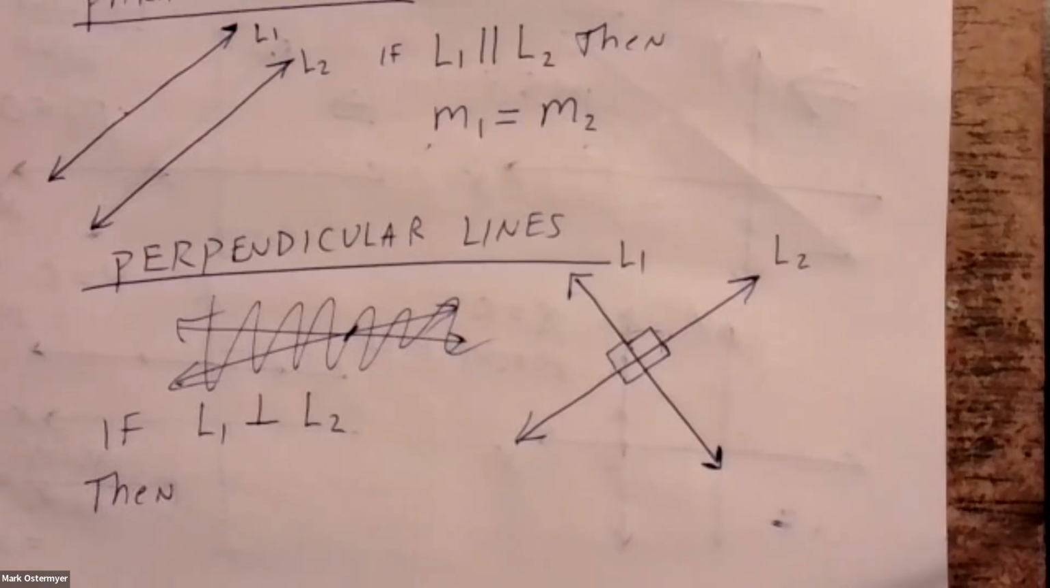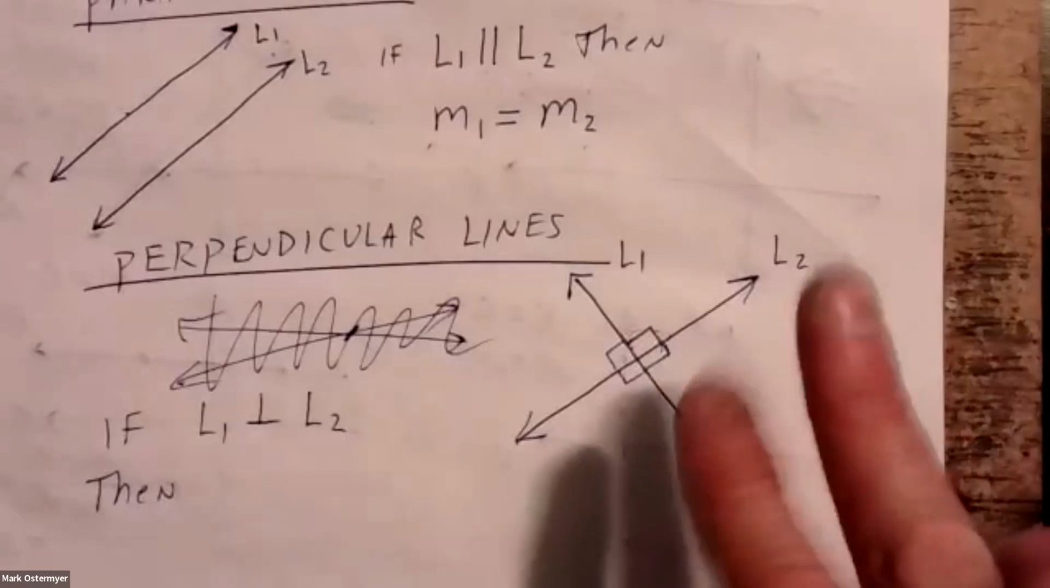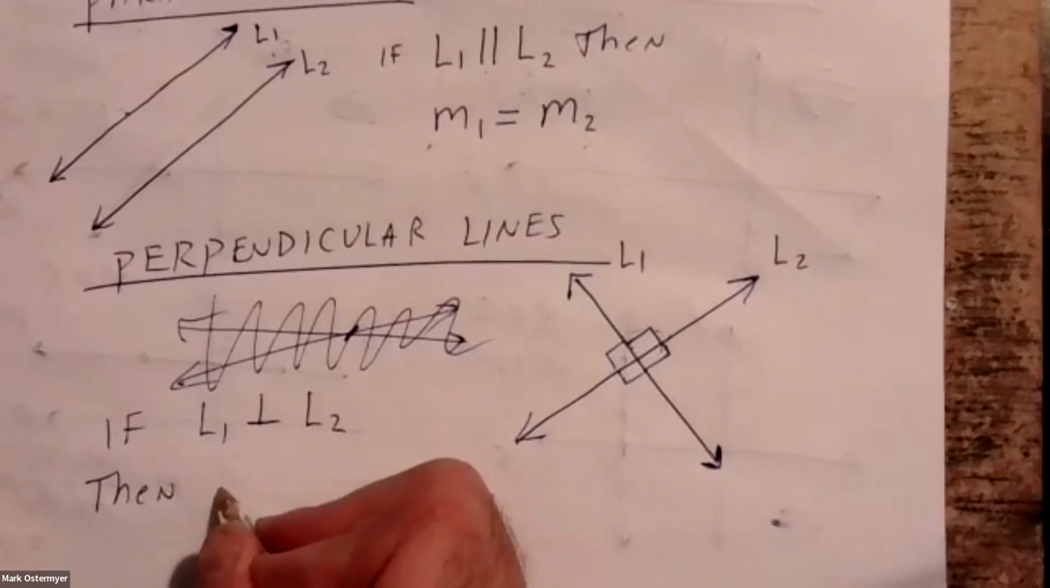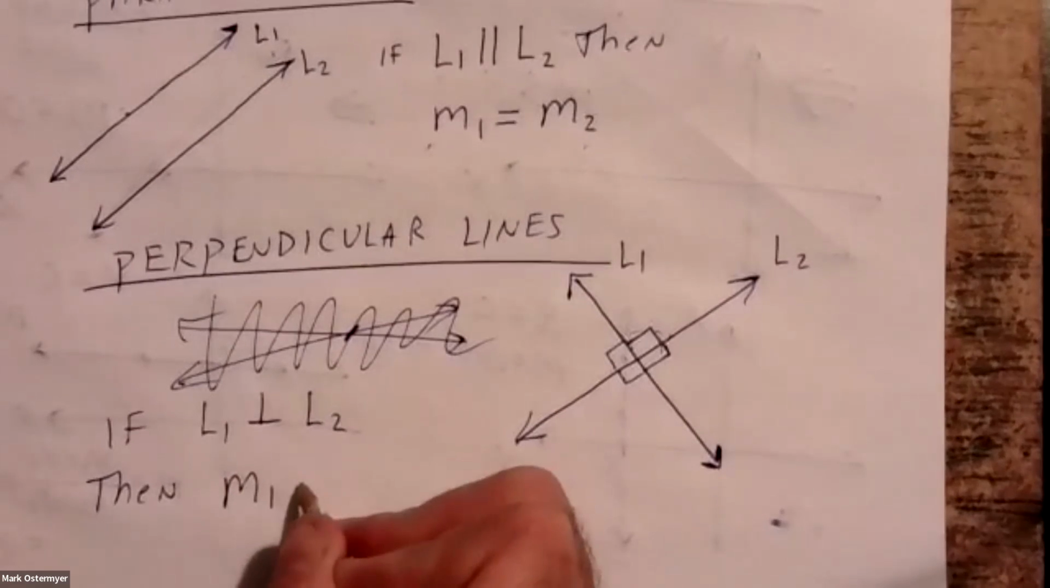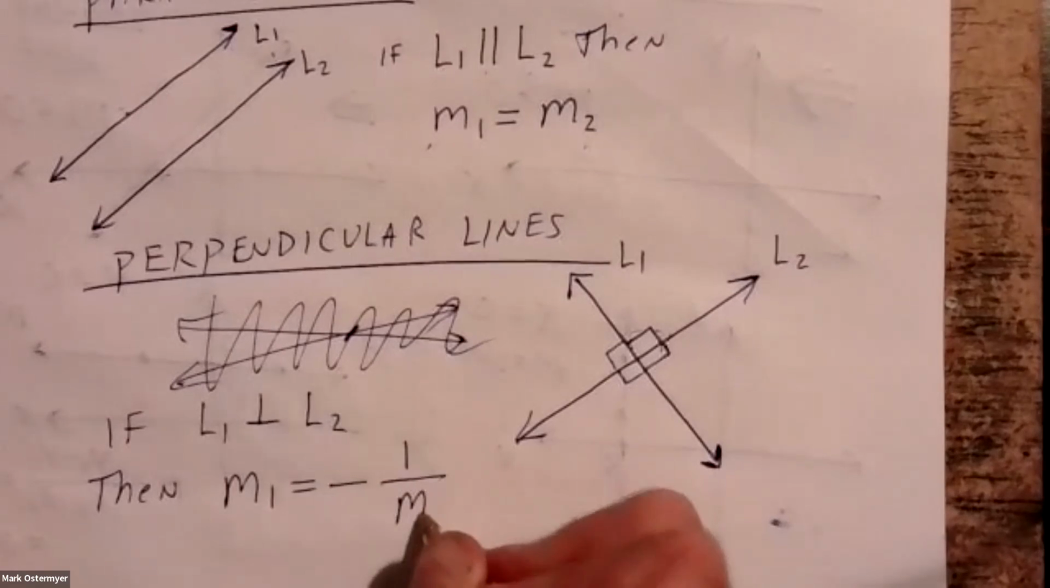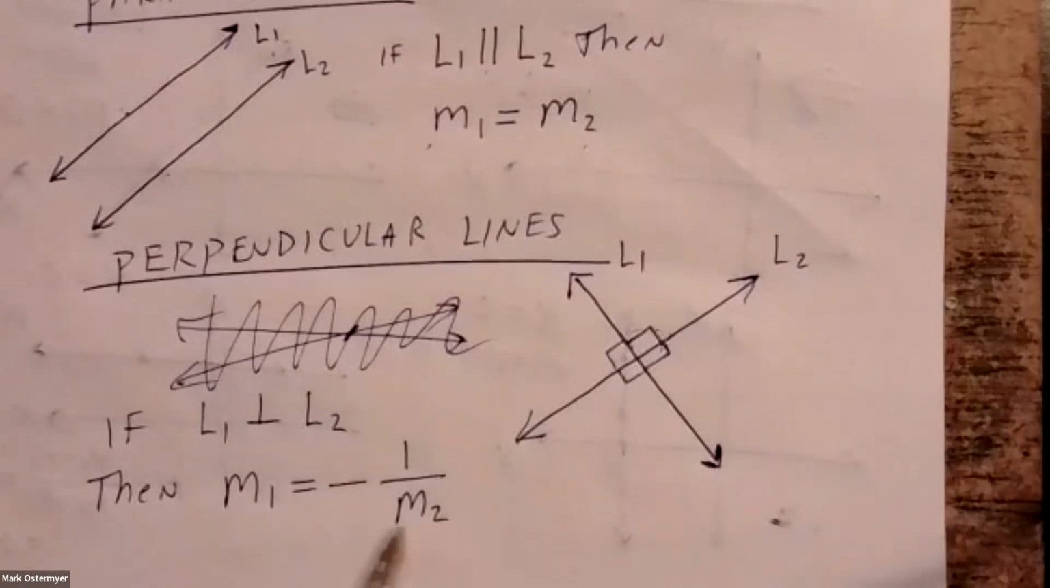Somebody said that the slopes had to be what? Was it opposites or something? Did you say opposites? There's two things about the slopes of perpendicular lines. Not only do they have to be opposite in sign, but they also have to be reciprocals of each other. Okay. So if line 1 is perpendicular to line 2, then the slope of line 1 would be equal to the negative reciprocal of the slope of line 2. This is a way of saying that these slopes are negative reciprocals of each other.